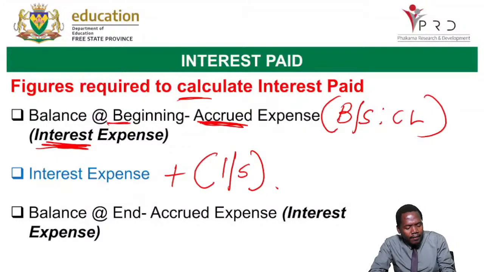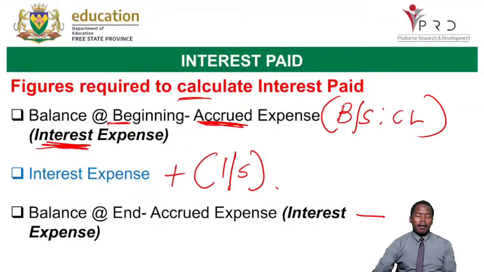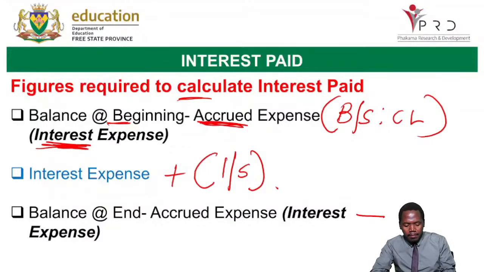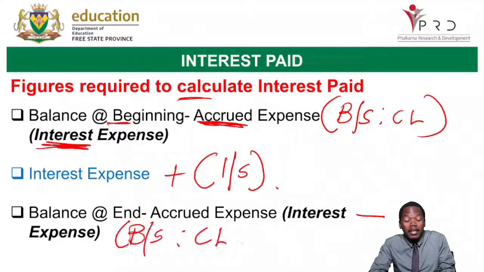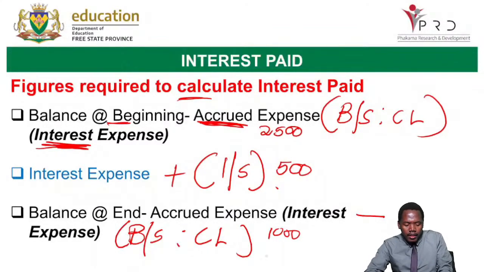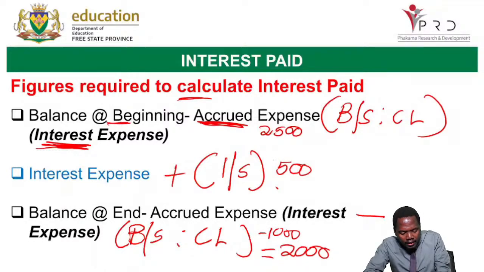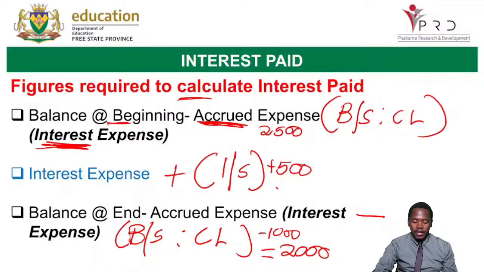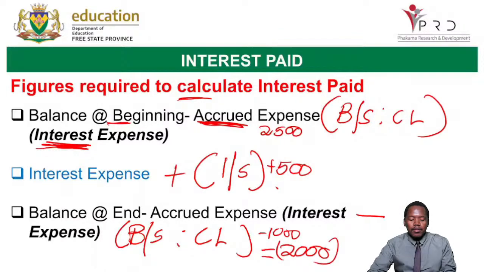And then lastly, I'll have to subtract my balance at the end for accrued expense. So we subtract these. Where do I find this again? I'll find it from my balance sheet in my current liabilities, note number 9, trade and other payables. So for me to get interest paid, I may say here is 2,500 plus 500 minus 1,000. So this answer becomes 2,000 rands. And then my interest paid becomes 2,000.